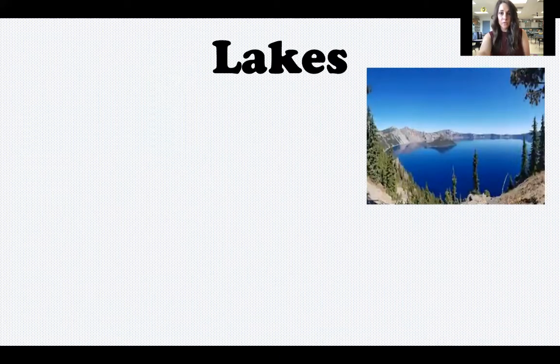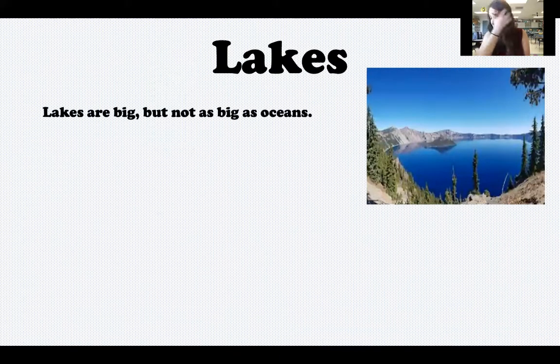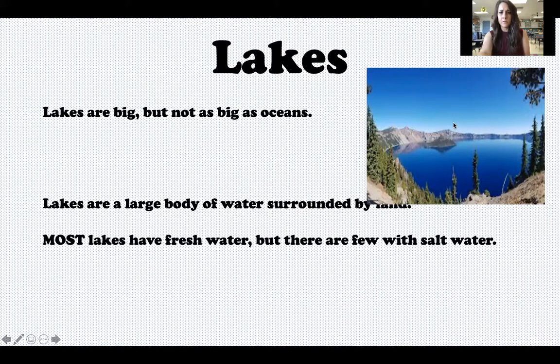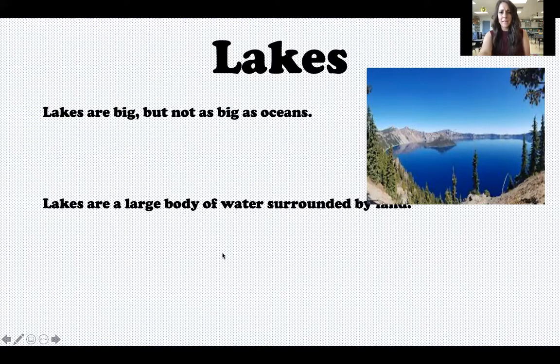Okay. The next source of water we're going to talk about are lakes. Here's a picture of a lake. Lakes are big, but not nearly as big as oceans. Lakes are a large body of water surrounded by land. Oh, I guess I kind of moved that picture there. Sorry. Let me go back to that. So we have a large body of water. See the body of water, and then it's surrounded by land. I see mountains, trees, rocks all around it.